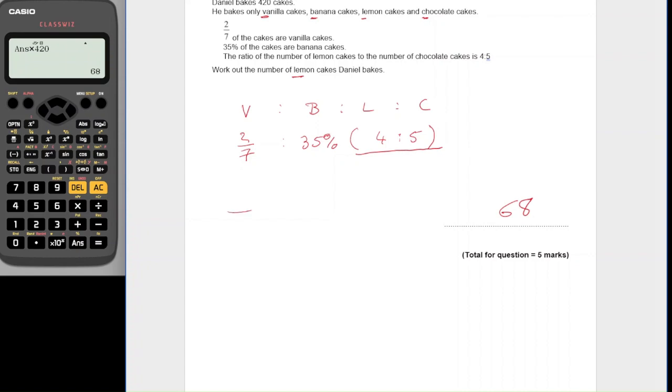So if I actually work out the quantities for these two, so if I do 2/7 times by 420, that gives me 120 of vanilla. If I do 35% times by 420, sorry.